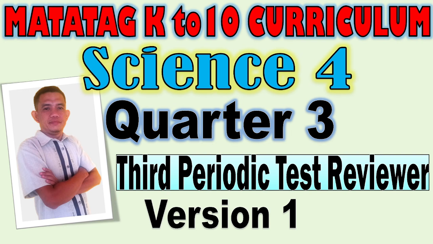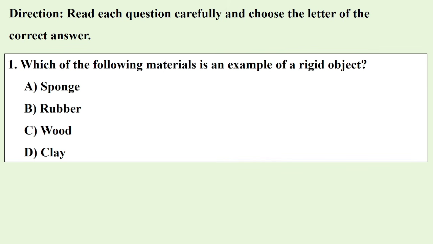Science 4, Quarter 3, Third Periodic Test Reviewer, Version 1. Direction: read each question carefully and choose the letter of the correct answer.